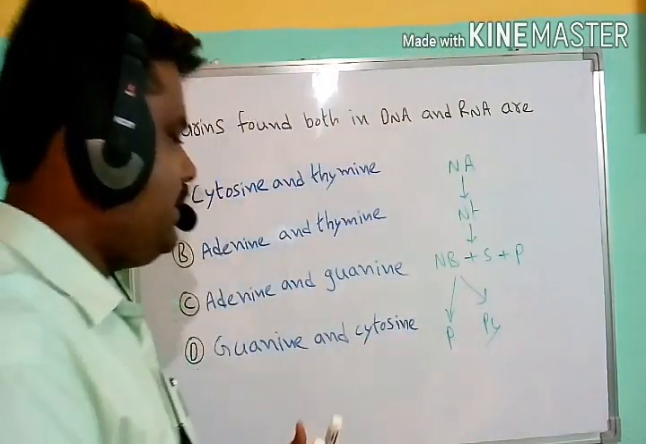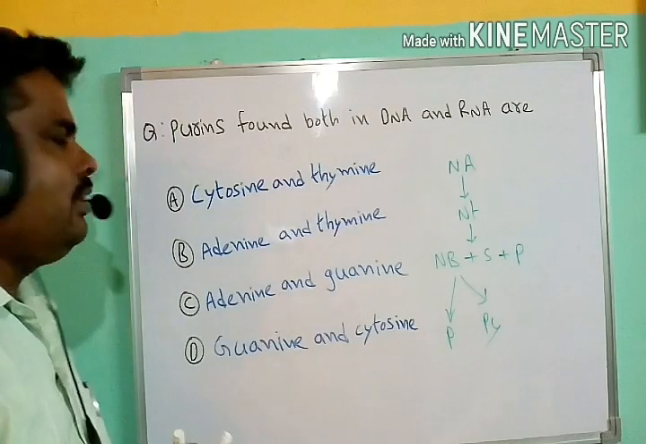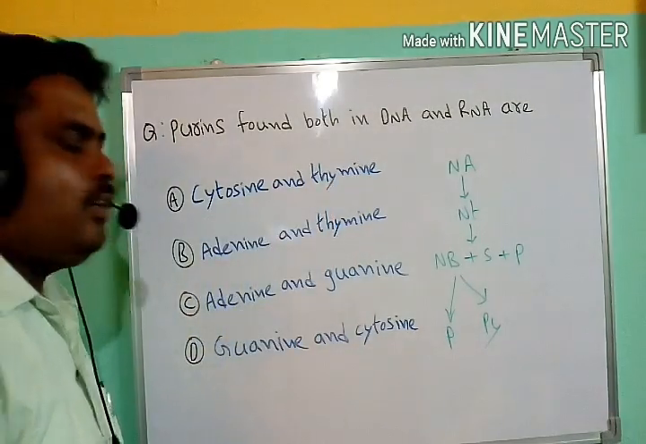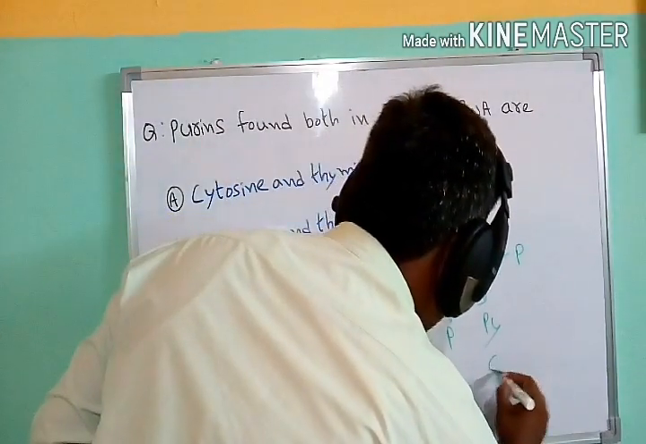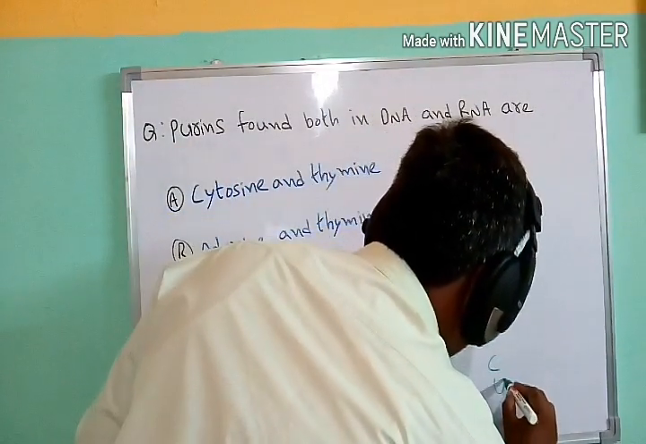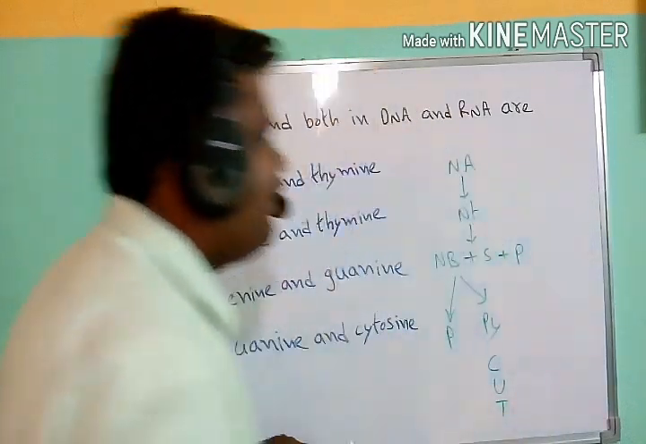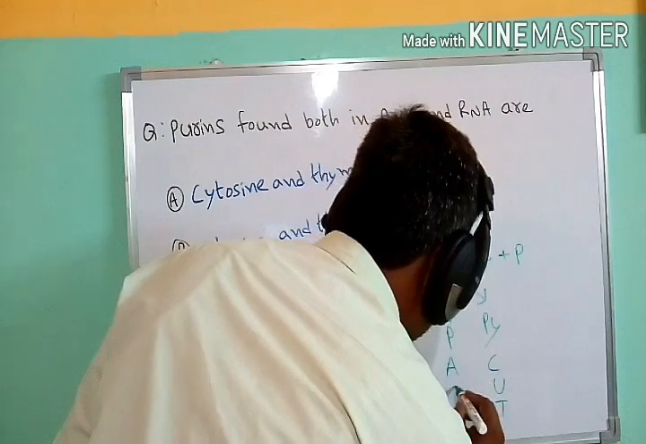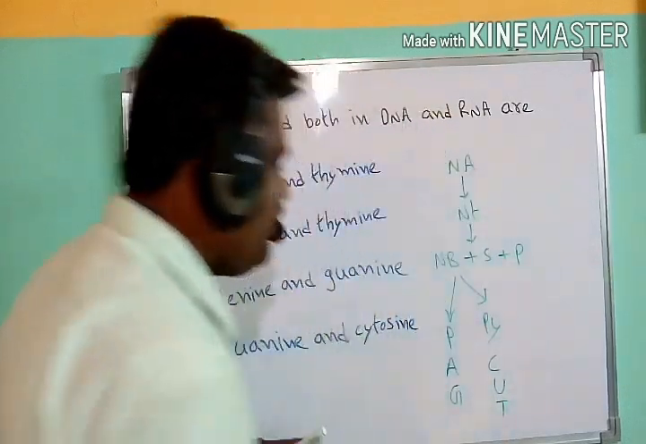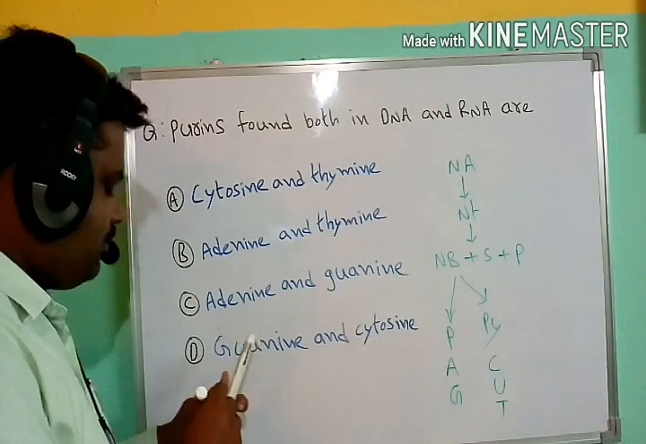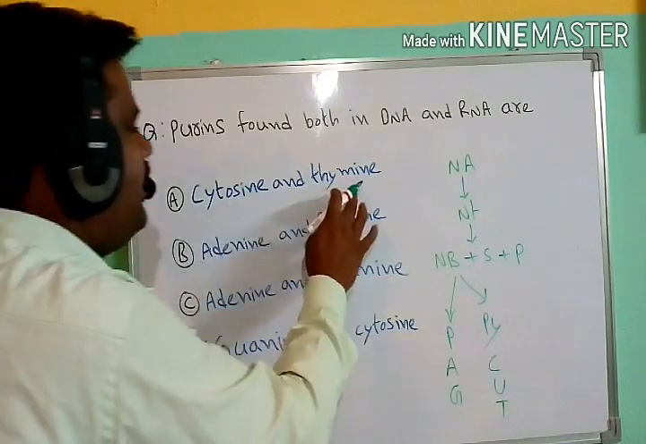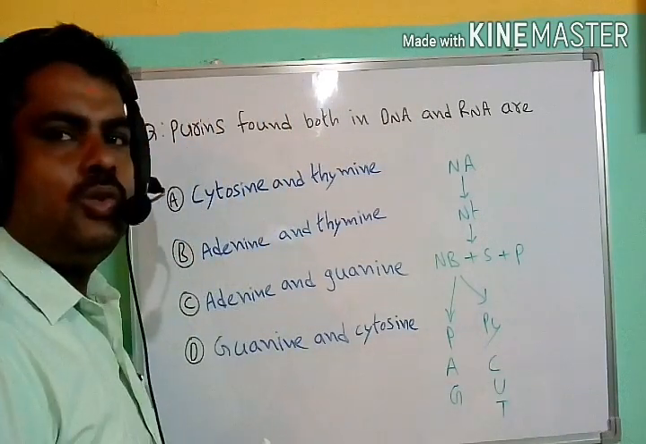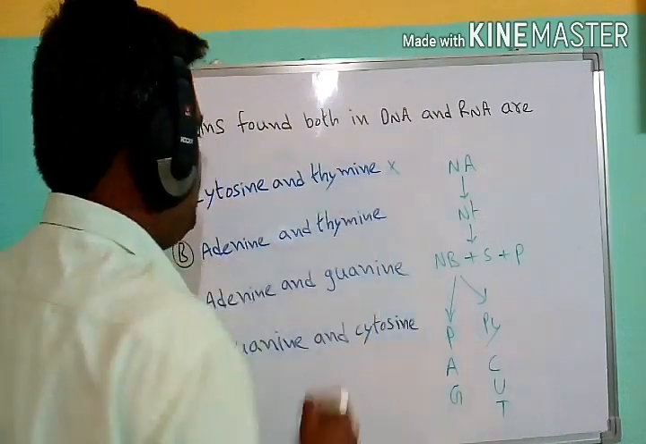In these options, let us observe cytosine and thymine. Generally cytosine, uracil and thymine come under the pyrimidines. The remaining, adenine and guanine, come under the purines. Let us observe here cytosine and thymine. Cytosine is a pyrimidine and thymine is also a pyrimidine. So it is not a correct option for this.